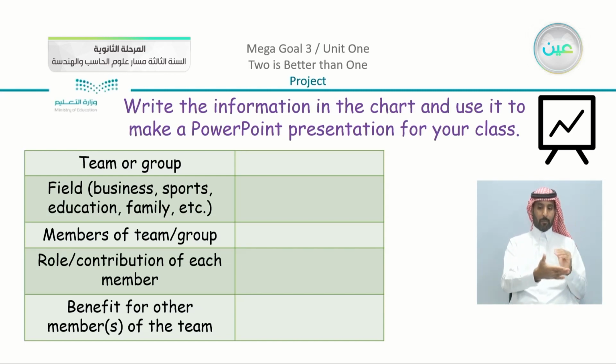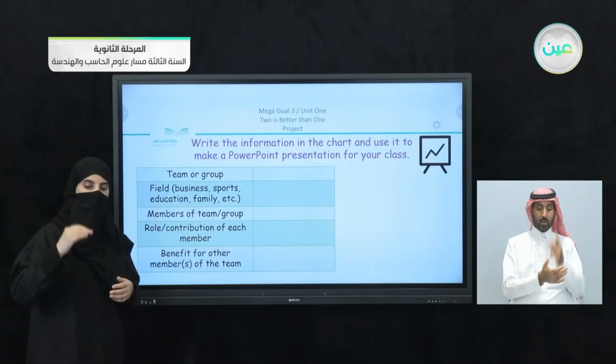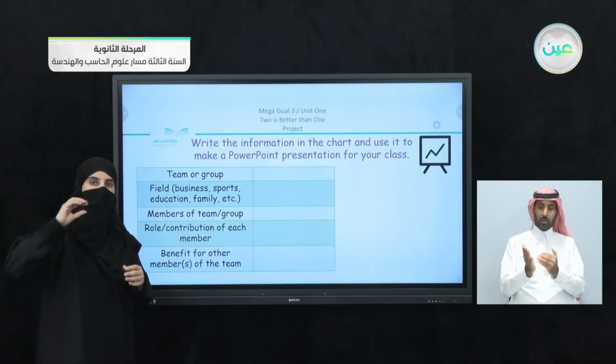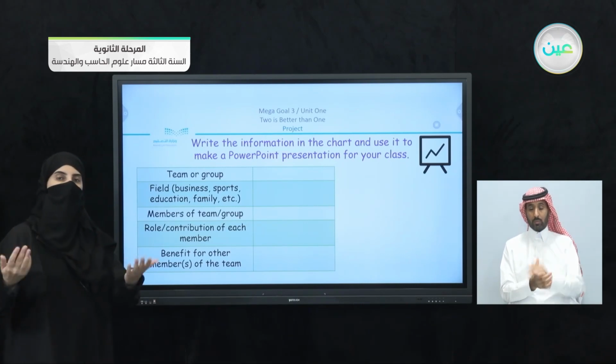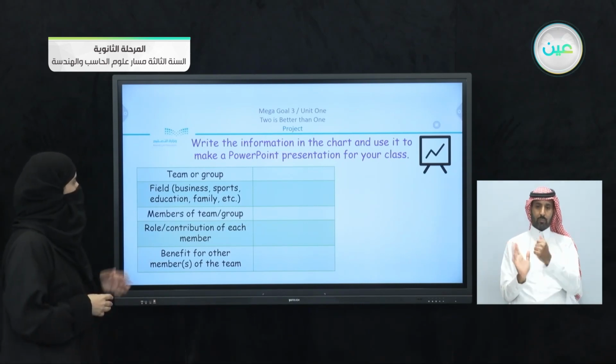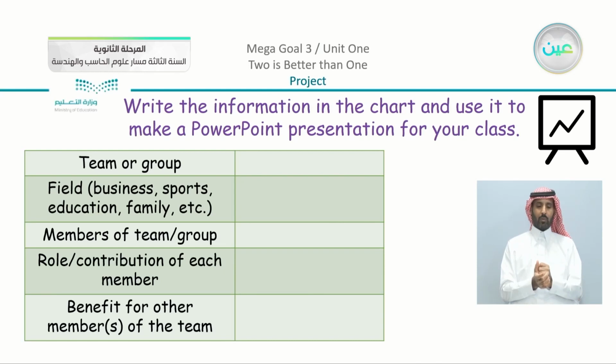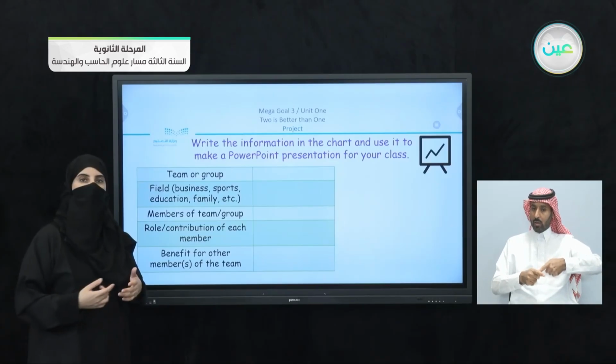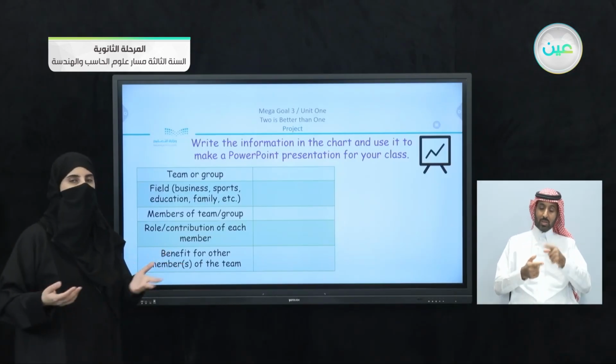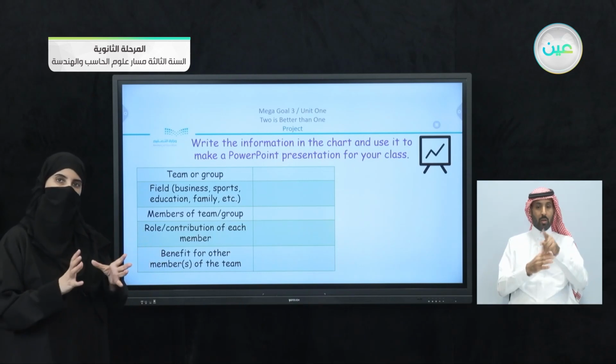Now, what do we have in the chart? So you can outline what are the steps or the details that you are going to present. First of all, you are going to agree on a team or a group and write it. Then what is the field? Is it business? It may be sports, education, family, and so on. It may be something in industry. It may be something that concerns any type of scientific field. So it's up to you and what you are interested in together.